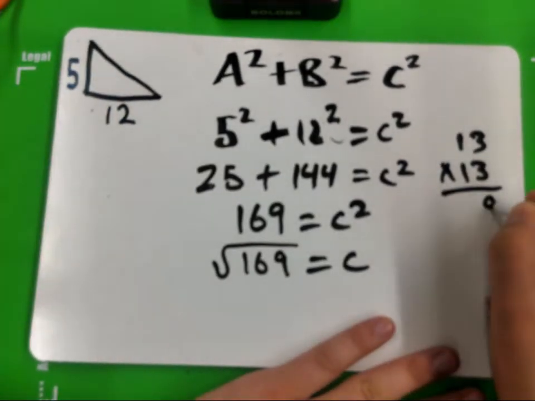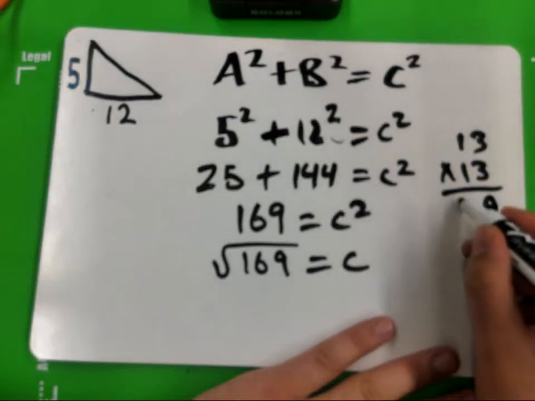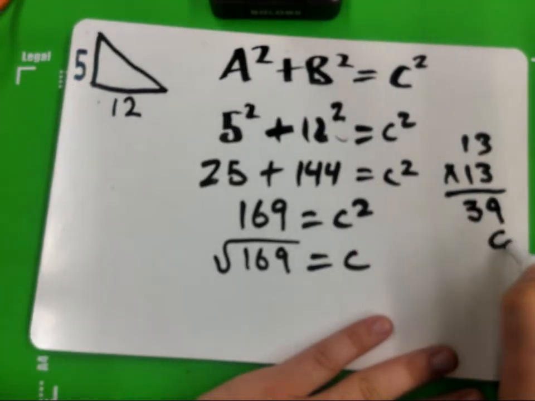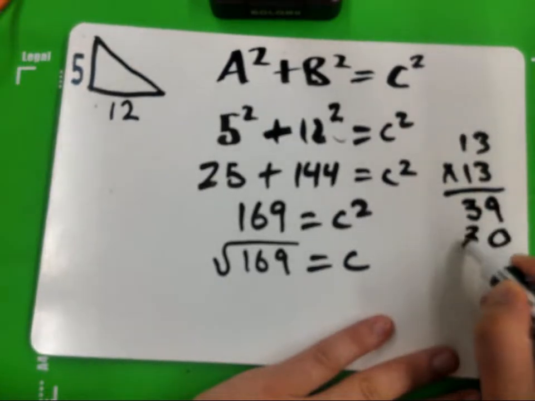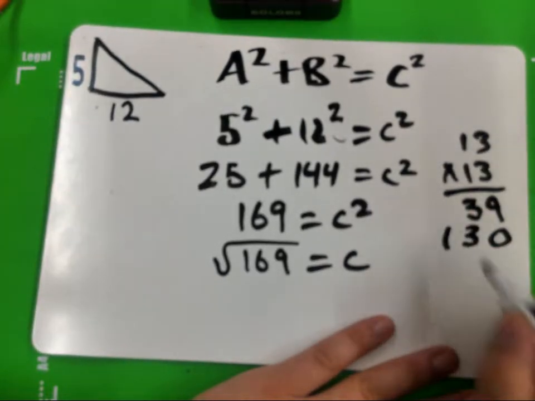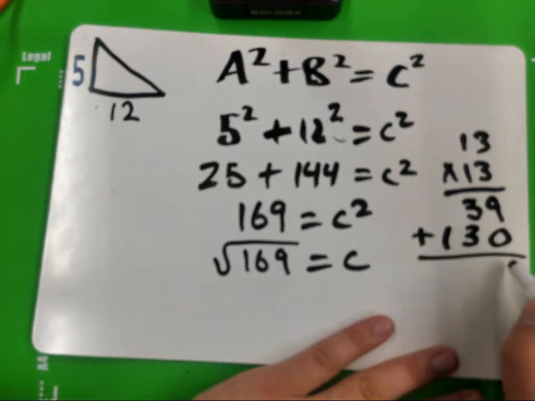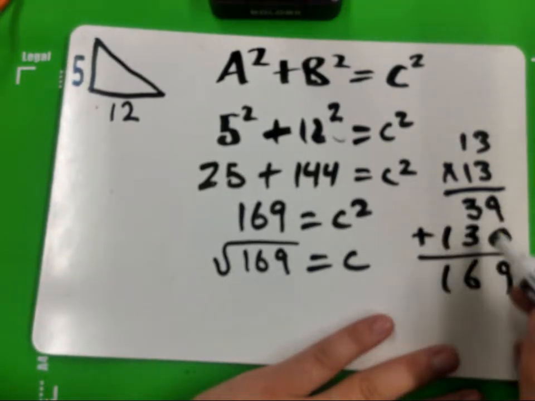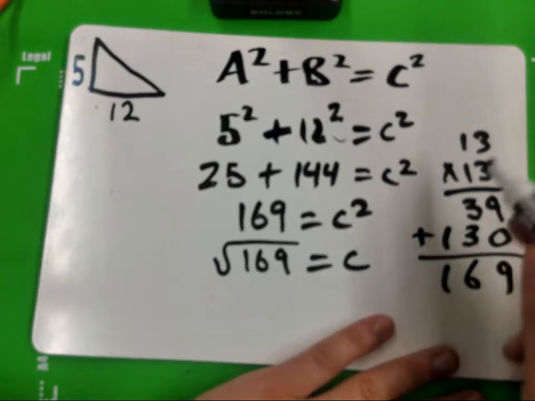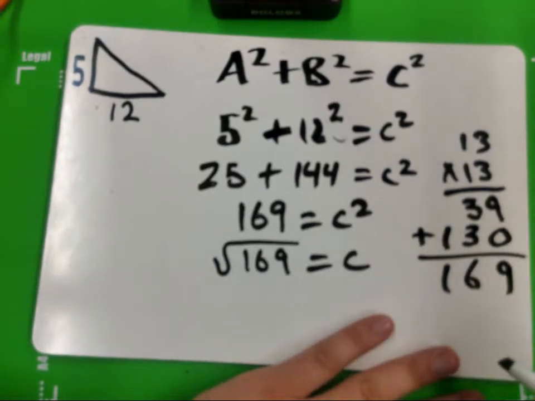3 times 3 is 9. 3 times 1 is 3. Put my 0 down because I'm done with my 3. Moving on to the 1. 1 times 3 is 3, and 1 times 1 is 1. Add it all up. 9 plus 0 is 9. 3 plus 3 is 6. And we have 1. So 13 times 13, or 13 squared, equals 169.